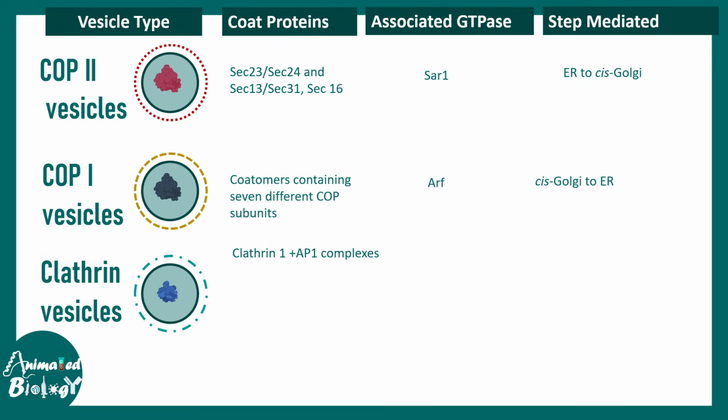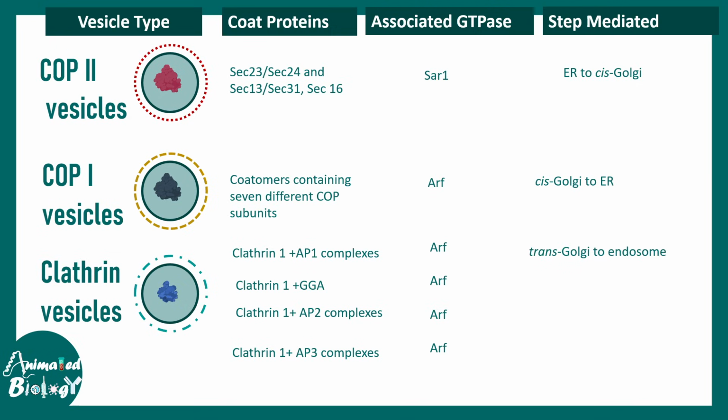Then clathrin-mediated transport is more diverse because there are different kinds of complexes that can bind to clathrin. For example, clathrin and AP1 complex, clathrin and GGA complex, clathrin and AP2 complex, clathrin and AP3 complex. Depending upon which type of complex, it determines where the transport is happening. But one commonality is that every time the associated GTPase is the ARF GTPase.